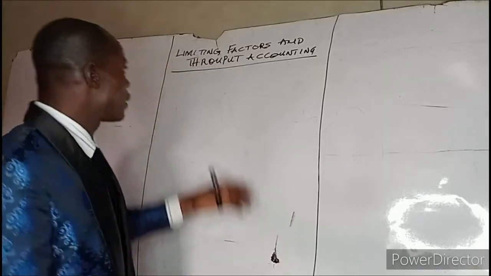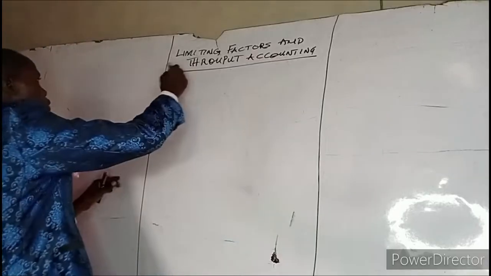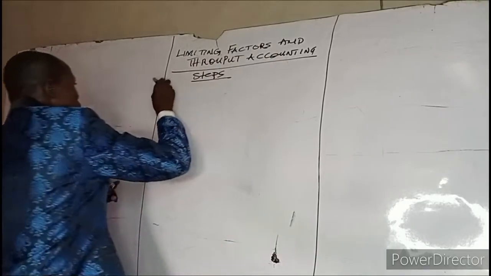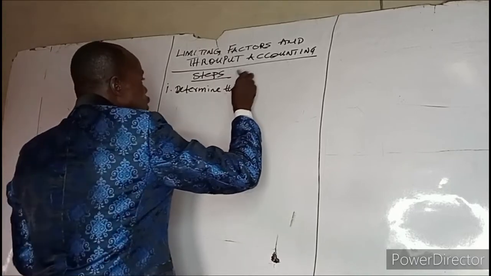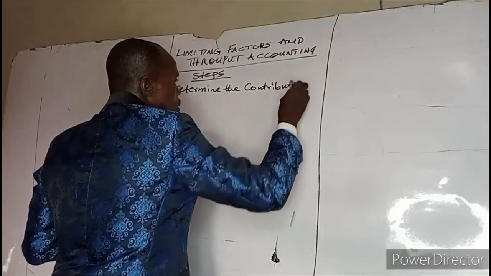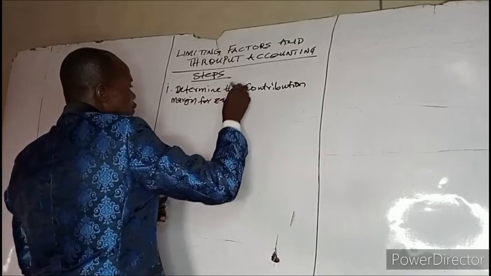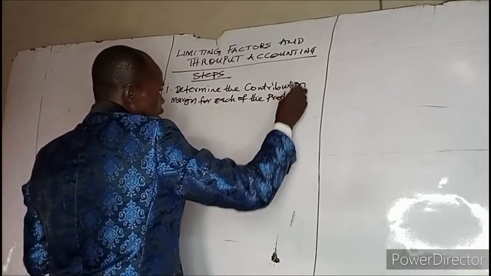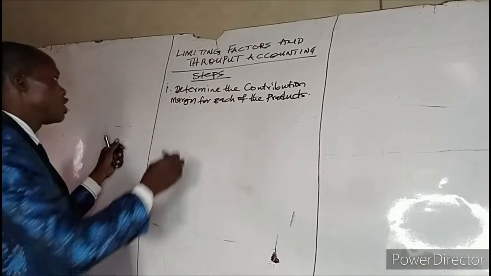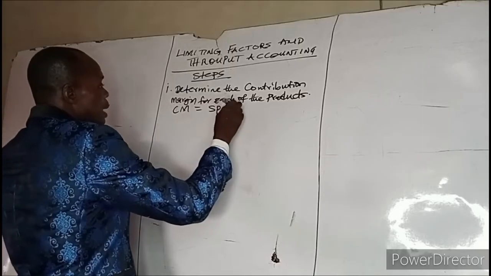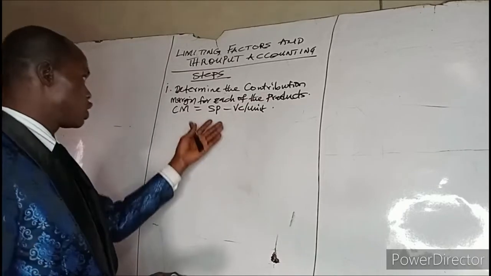What are the steps or the procedures for solving questions involving single limiting factor? Step number 1: determine the unit contribution, that is the contribution margin for each of the products. What do you mean by contribution margin? Contribution margin is selling price minus unit variable cost. So when you deduct your variable cost from selling price, you arrive at the contribution margin.